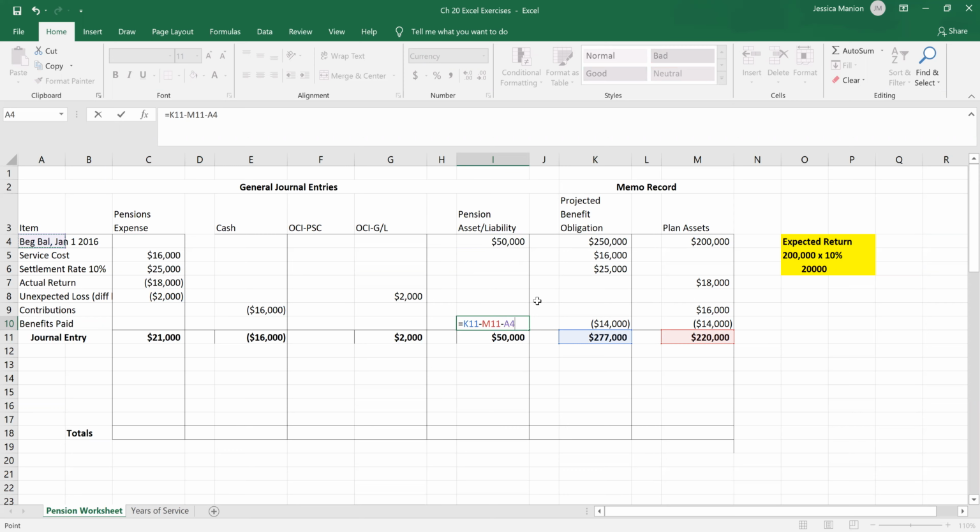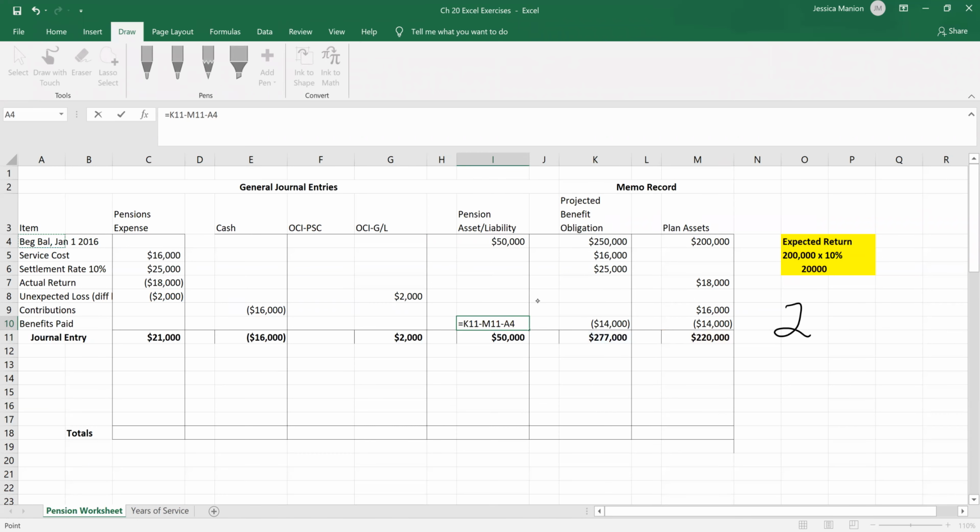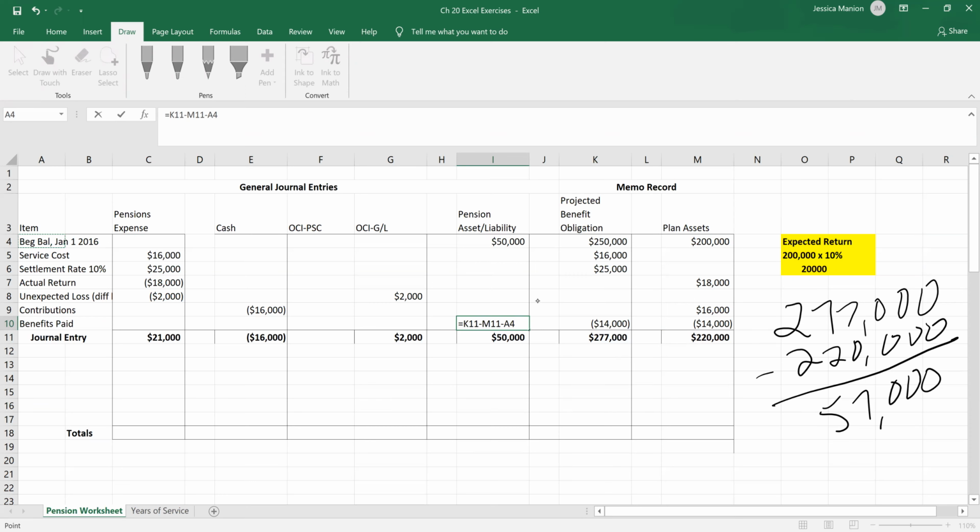Because we've got 277,000 projected benefit obligation. We've got 220,000 plan assets. So we need a liability of 57. We already had the liability of 50. So then we just need to basically credit that additional credit for 7,000. So that's where I got the 277 minus the 220 minus the 50 that's already there.